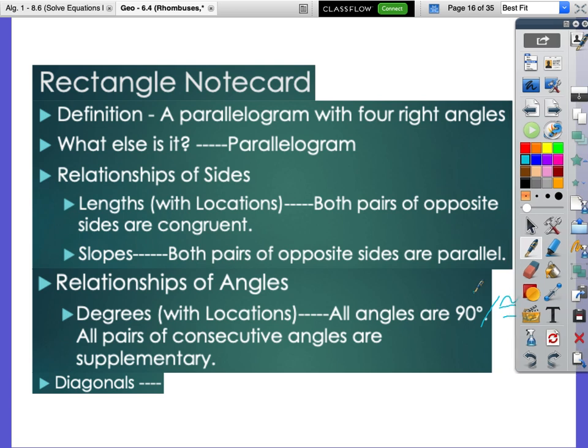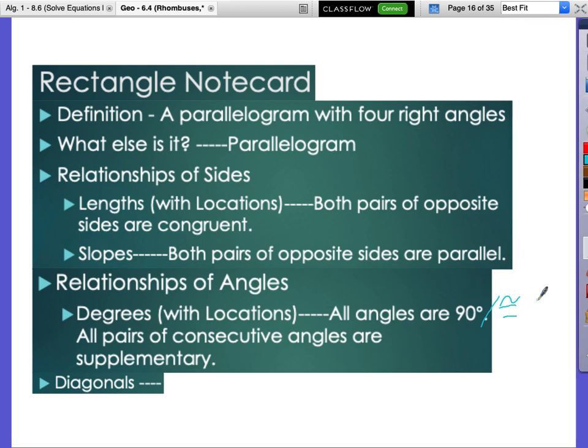So all angles are 90 degrees, or you can put congruent as well. And so instead of just any two consecutive angles being supplementary, I meant to change that, excuse me, to any two angles are supplementary. So we have two things on the degrees for a rectangle. The first one is all angles are 90 degrees or congruent, either one or both. And then any two angles are supplementary, which you can shorten down to SUPP.